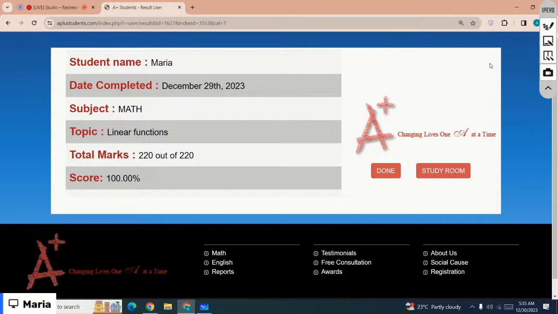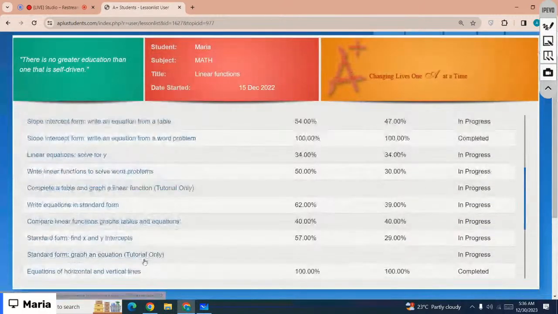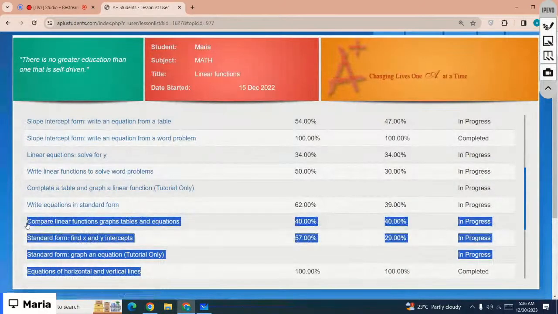Okay, we are done with the lesson. So we were working on grade 9 math. The chapter we were working on is linear functions, and the lessons we have covered today are compare linear functions, graphs, tables, and equations; standard form, find x and y intercepts; standard form, graph and equation; and equations of horizontal and vertical lines.